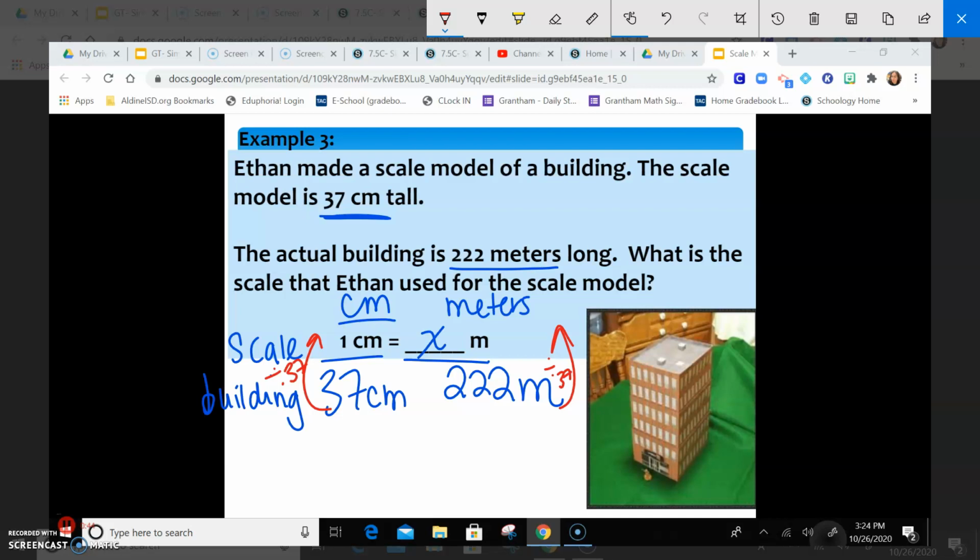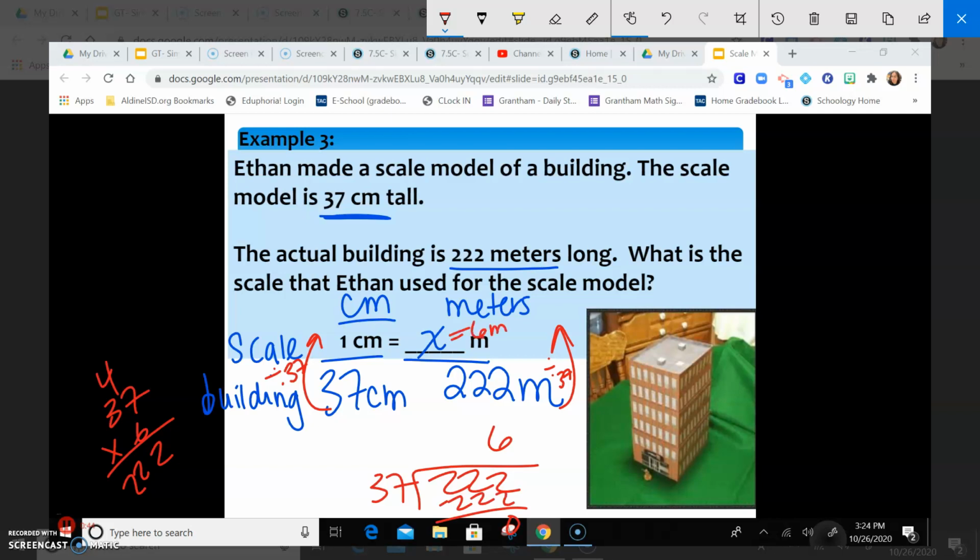So in order for me to find out how many meters are in the scale that Ethan used, I just need to divide 222 divided by 37. So 37 will go on the outside, 222 will go on the inside. I'm going to go ahead and try 37 times 6. That's 42, that's 18, that's 222. So it looks like it will go in there 6 times, and I don't have a remainder. So my x value that I'm looking for is equal to 6 meters.